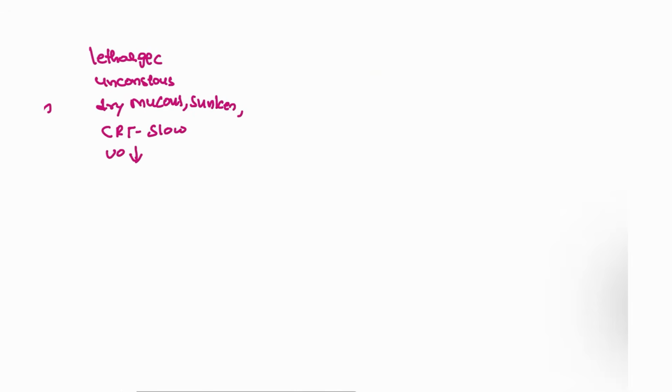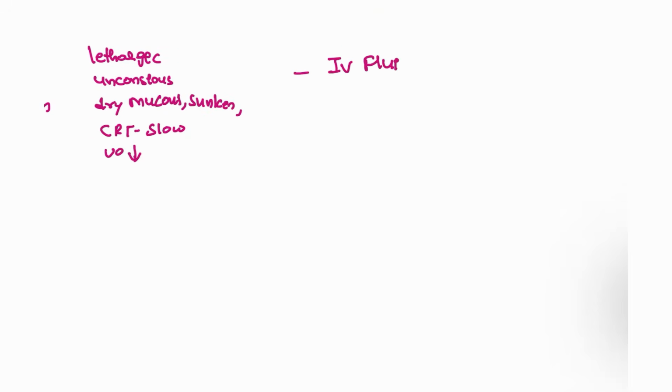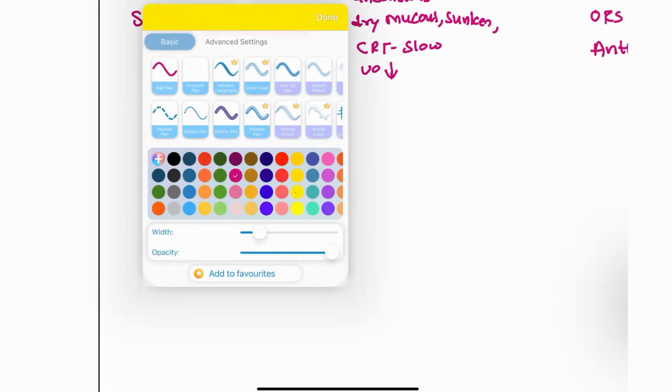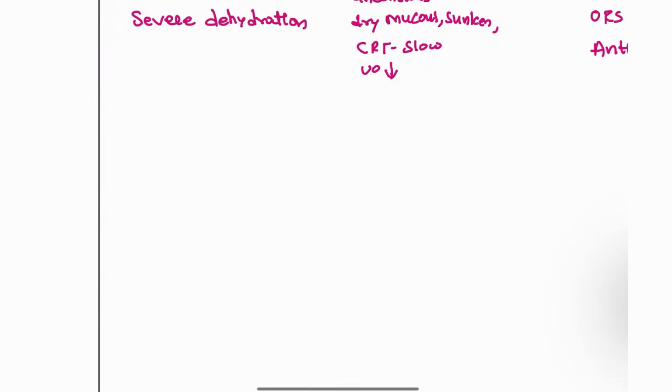What is the treatment protocol that you have to give? Always go for IV fluids. Regardless, IV fluids will be given for this baby, and along with the IV fluids, ORS can be given for every one episode also. Antibiotics are also given for this baby. Next category is the yellow category, some dehydration.